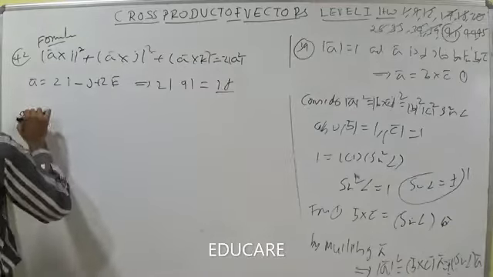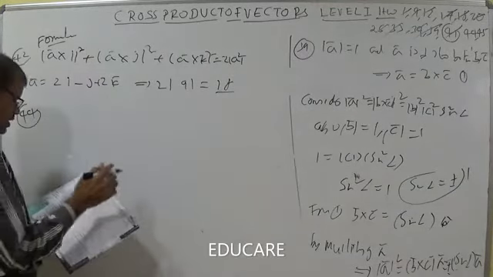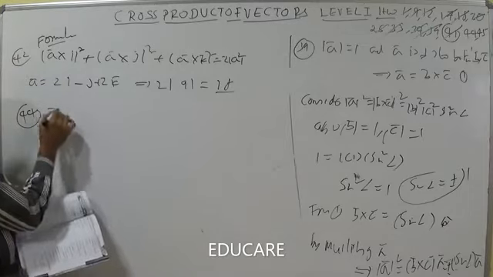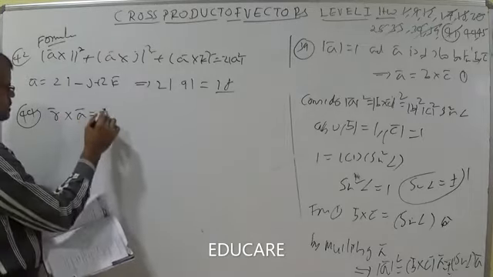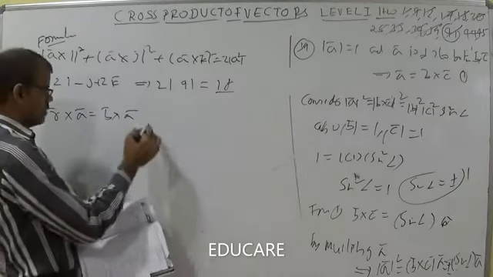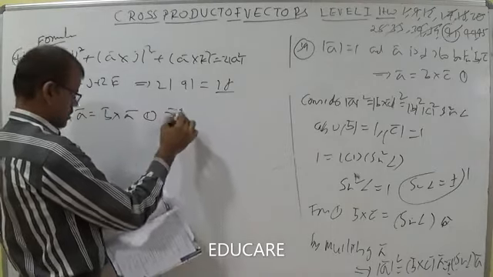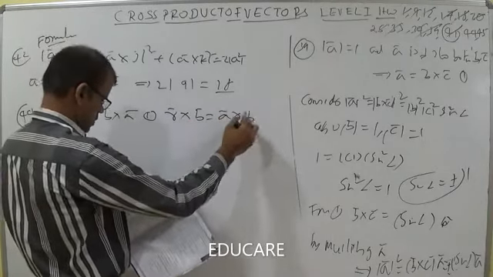44th question, point of intersection of lines is discussing. Point of intersection of lines. R bar cross A bar equal to B bar cross A bar, and this is the first one. And R bar cross B bar is equal to A bar cross B bar.